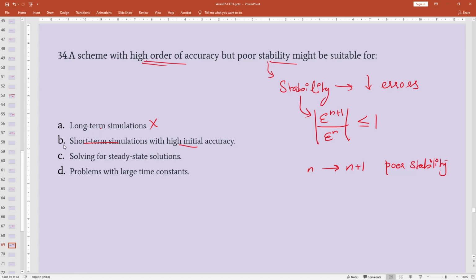So it can be used for short-term simulation with high initial accuracy. So our answer is option B.